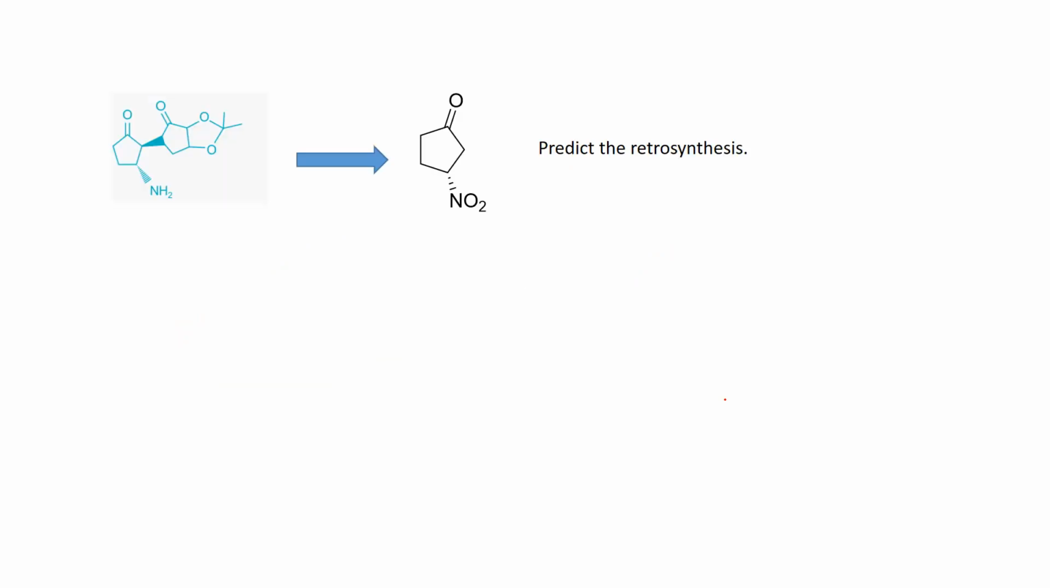Okay, let's go to our next question. Now predict the retrosynthesis of this compound from this one. How would you predict? What will be the synthon or synthetic equivalent of this reaction? So what can we do? Now see, from this one you can see there is one group here, this is below the plane, this is also below the plane.